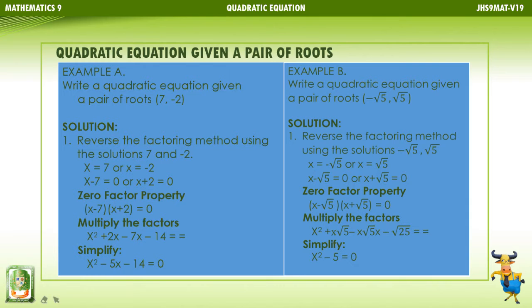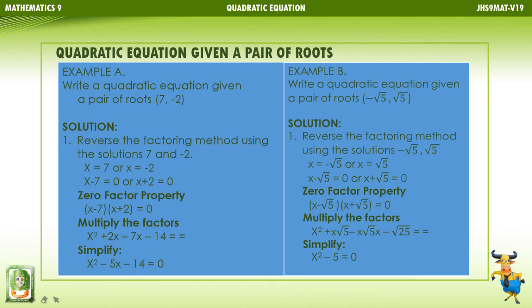Zero factor property. x minus 7 times x plus 2 equals 0. Multiply the factors. x squared plus 2x minus 7x minus 14. Simplify. x squared minus 5x minus 14 equals 0.